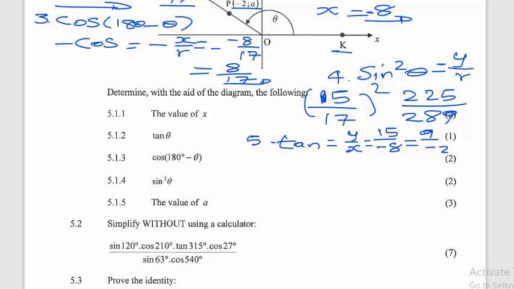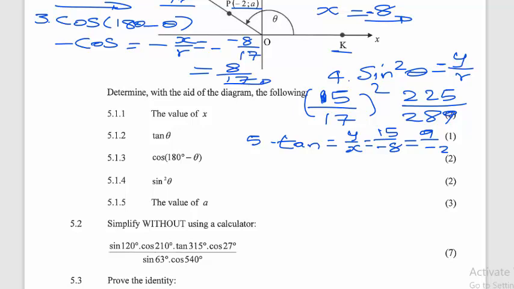So once you have this, remember you are looking for a. So you can just simply use the 2 to multiply. It's a cross multiply type of thing, but just take this 2 to the other side. So it will be 2 times what? 15.